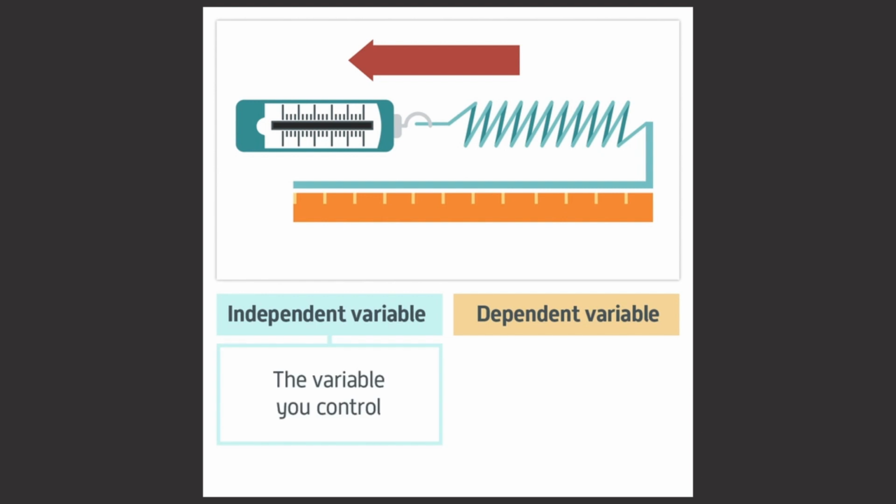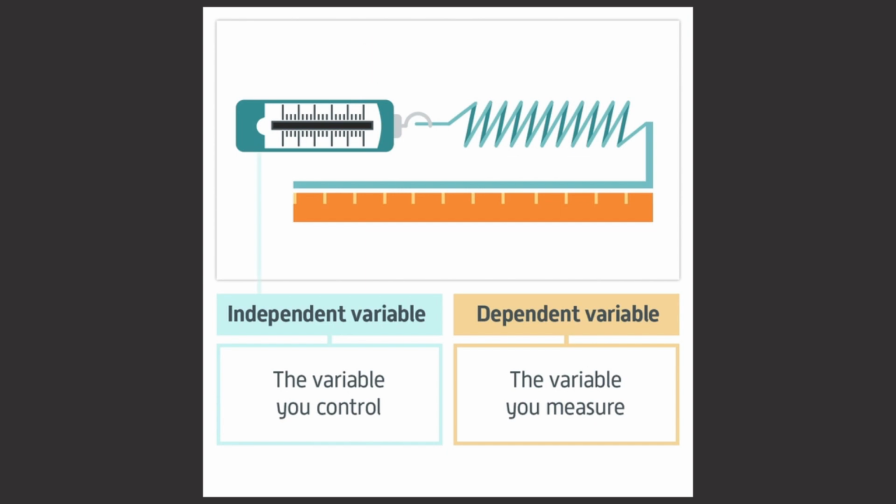Do you remember the difference between the independent variable and the dependent variable? Well, the independent variable is the one you control, and the dependent variable is the one you measure. In this experiment, the reading on the Newton meter is the independent variable, as you control it, and the measurement on the ruler is the dependent variable, as it is the reading you are measuring.